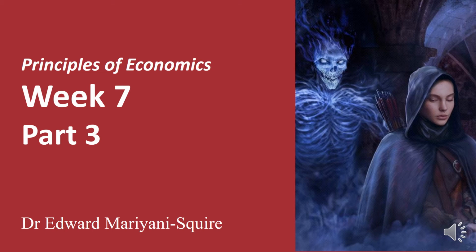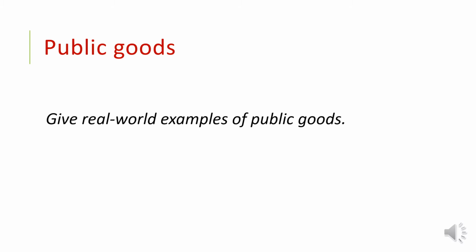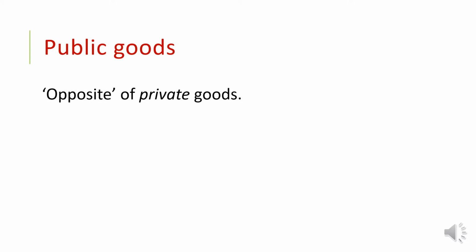Part 3 of week 7 is about public goods and a little bit about merit goods. So the first example activity is give some real world examples of public goods. Just to remind ourselves that public goods are, in a sense, the opposite of private goods.